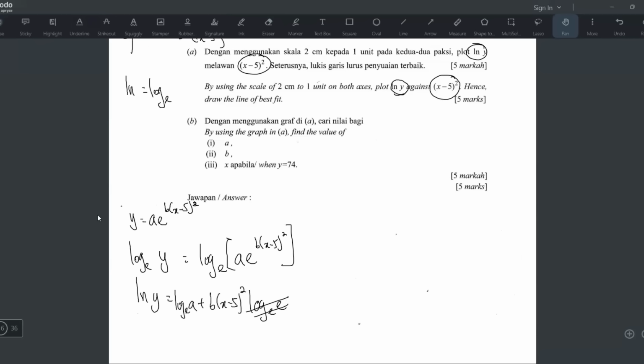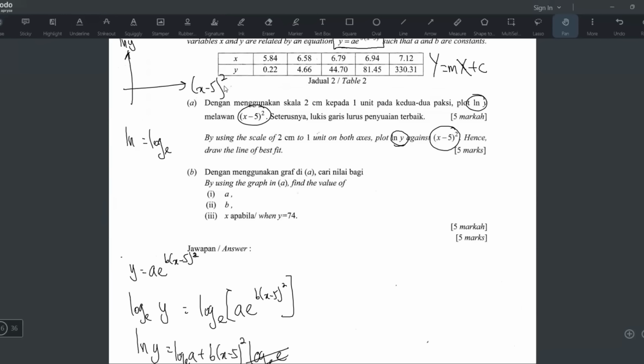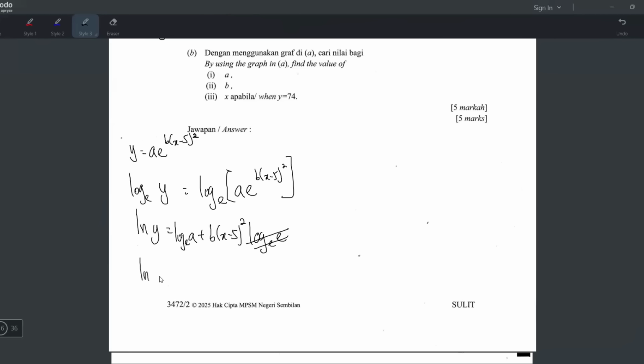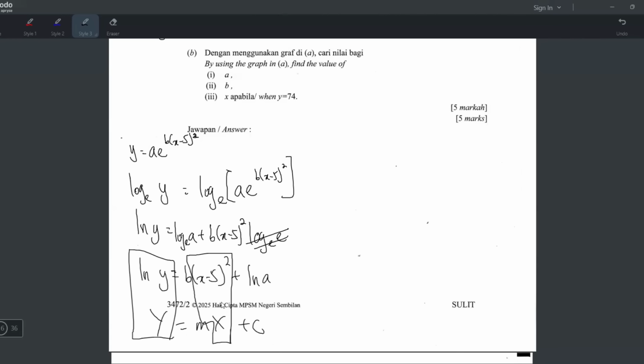So now we just have to arrange a bit, but make sure your x-axis has to be (x - 5)^2. So it becomes ln y equals to, okay, y equal mx plus c, so I have to write this one first: b(x - 5)^2. Yeah, mx plus c. And then log e a is just ln a. Alright, done. Y equals mx plus c. Your y-axis matches with the graph, your x-axis also matches with the graph already, because the x-axis is (x - 5)^2. That means the gradient from here will be the gradient on the graph also. So the gradient is b, and the y-intercept is ln a.